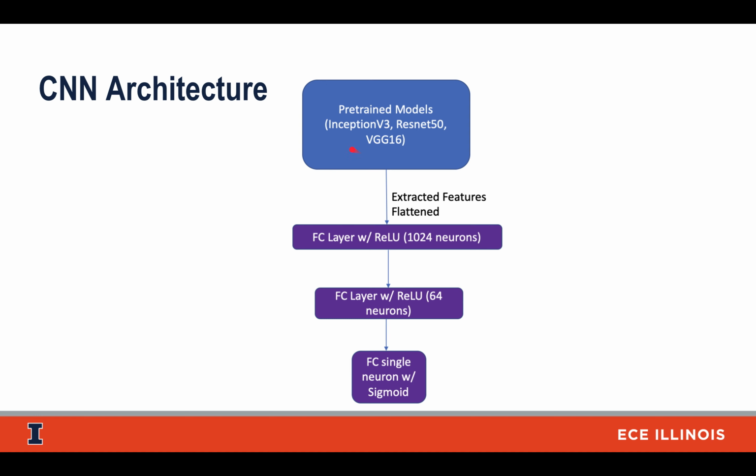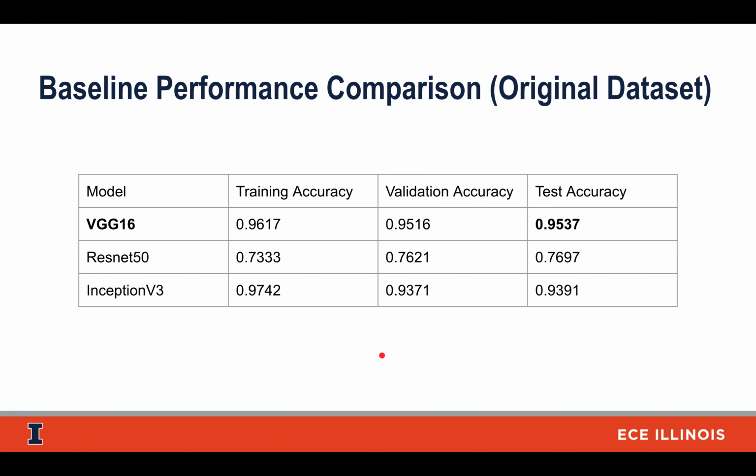So this slide shows the CNN architecture, where the first block contains the pre-trained models. Then the extracted features are flattened and passed to a fully connected block which outputs the classification at the end. This slide shows the performance of the three models on the original dataset. As we can see, the VGG16 model shows the best performance.